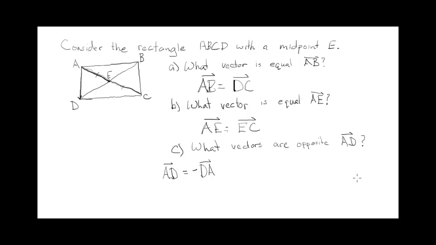Now, if I wanted to use a different vector, other than just turning it around in the same spot, I could go over here, and this side of the rectangle is the same length as this side. So we've got the same magnitude, but AD is going down, so in order to be opposite, we have to be going the opposite direction. So CB would also be the opposite to AD. Okay, so we had two vectors which are opposite to AD.